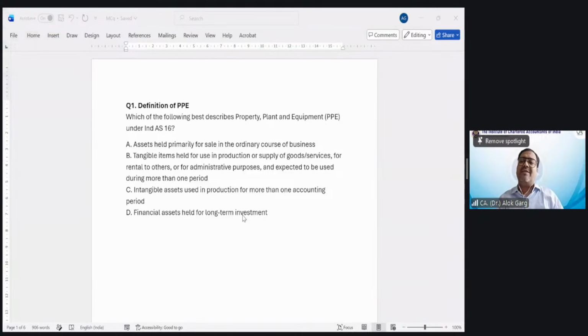And we understood that the recognition condition is the same for the initial recognition as well as subsequent cost recognition. Spare parts, standby equipment and servicing equipment will be capitalized as PPE if they meet the recognition and definition of PPE. Major inspection, major overhaul and major replacement cost is required to be capitalized and added to the cost of the PPE, and the old component cost needs to be derecognized.